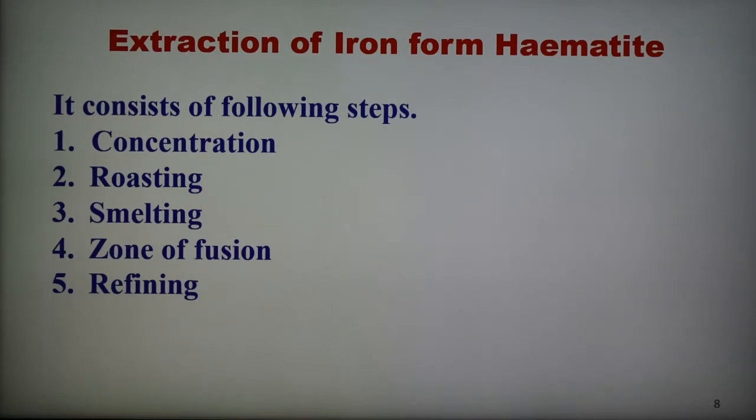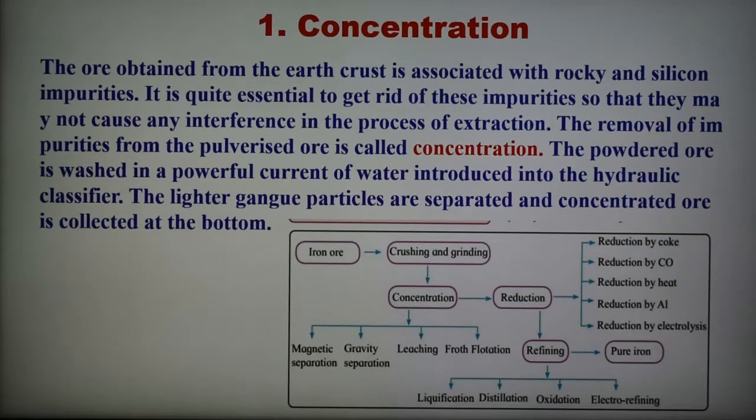The different steps are being shown here, and the first step is the concentration, second step is the roasting, third is the smelting, and zone fusion and refining. The last stage is the refining of the metal, and purification of metal. So these are the different steps involved in the extraction of iron. And here the first step is the concentration. What is concentration? Already we know concentration is a process of removal of impurities from the ore.